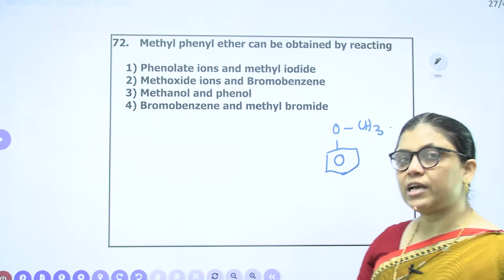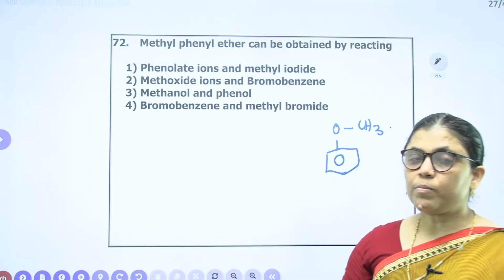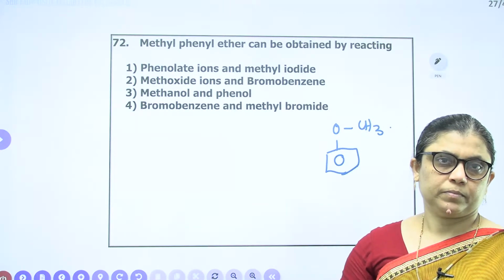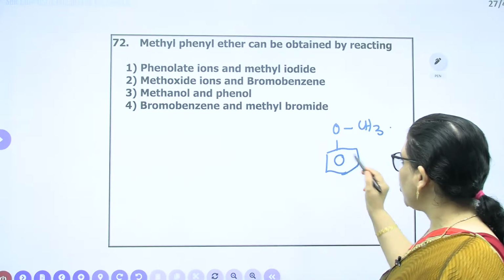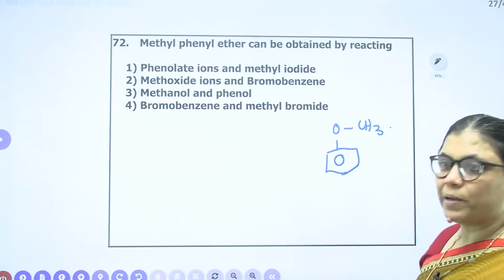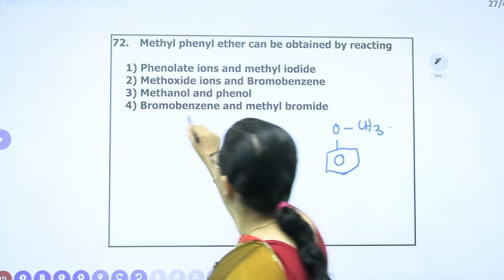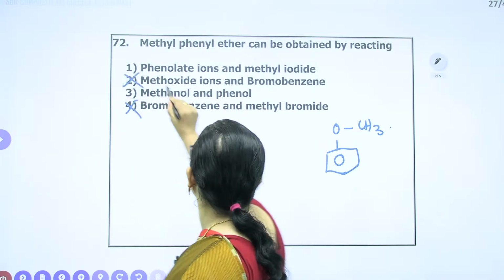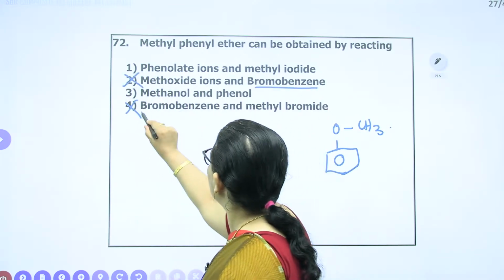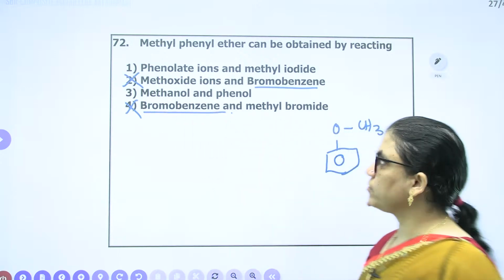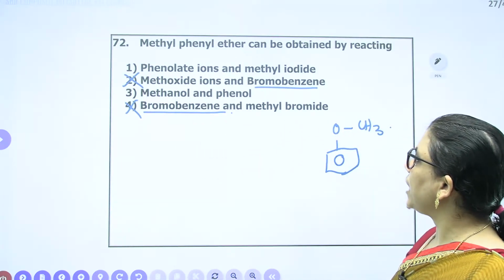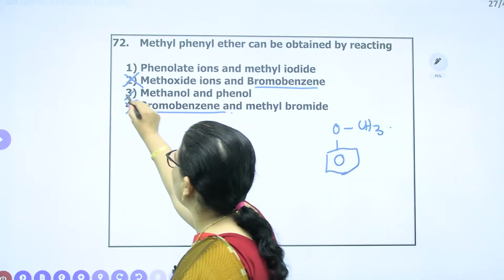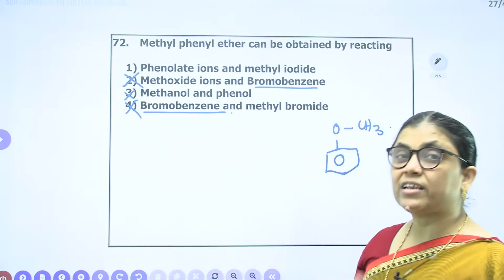As we have read in the earlier topic, halobenzene cannot undergo nucleophilic substitution reaction. So it means that the halide group cannot be linked directly to benzene. So when we are taking bromobenzene, this will be the wrong option. This will also be wrong because in both cases we are using bromobenzene. Phenolate ion and iodide, methanol and phenol, this is also wrong. What is left out? Phenolate ion.